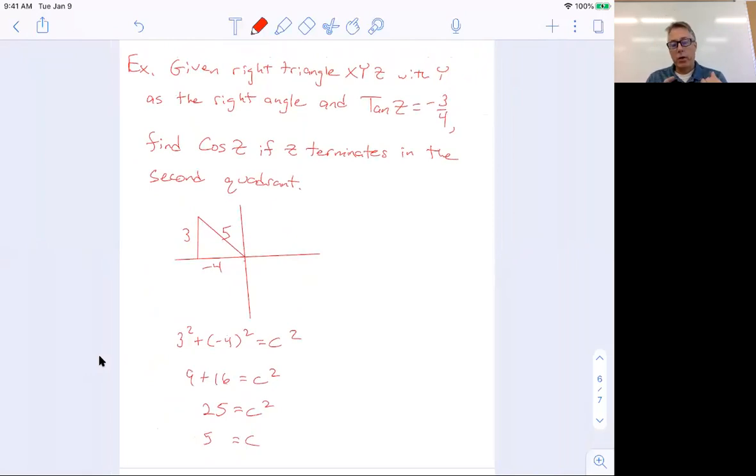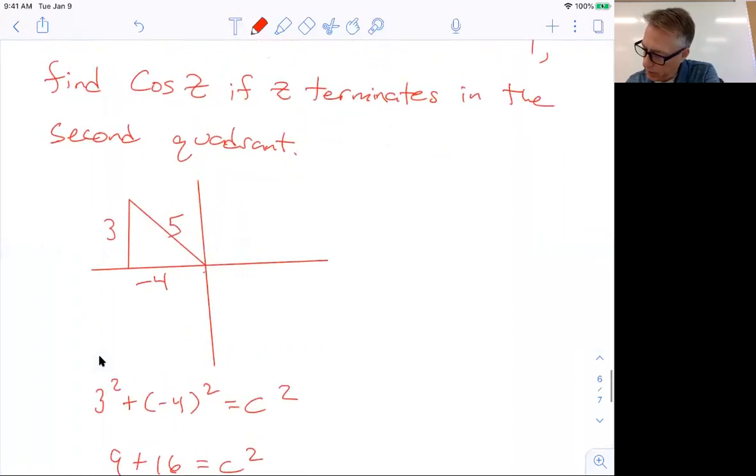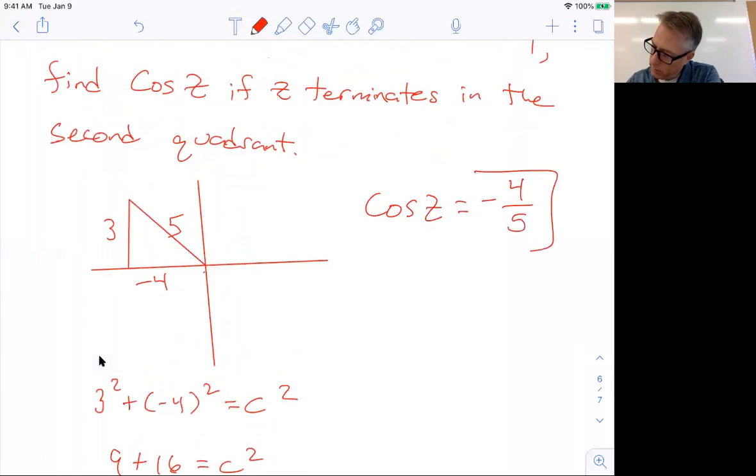All right, so we drew our triangle in the quadrant. We set up our ratio given this tangent information. We found the third side. So now what's left is to find the cosine of z. The cosine of z would be the adjacent, which is -4, over the hypotenuse, which is 5. So it'd be -4/5. Again, we had the question before, always working from that angle in the center.